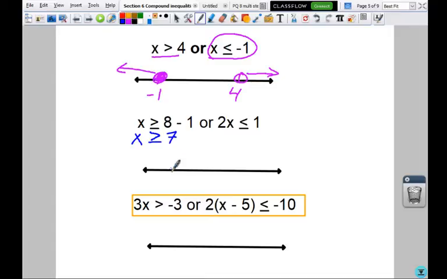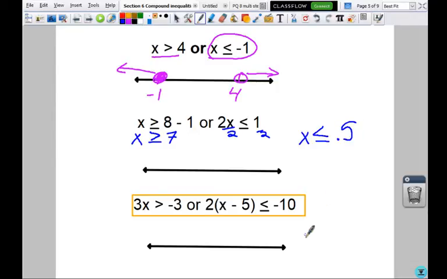All right. So we have to solve for these before I can actually graph them. And then I have or 2x is less than or equal to 1. I need to get that x by itself. How am I going to do that, Allison? Divided by 2. Yep, divided by 2. I'm multiplying by this 2, so I have to divide by 2 on both sides to get rid of it. I'm going to get x is less than or equal to 1 divided by 2, which is 0.5.